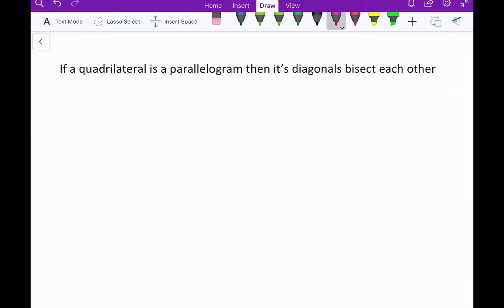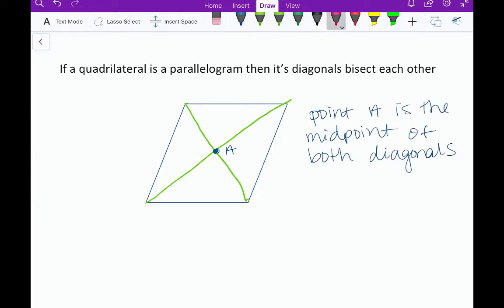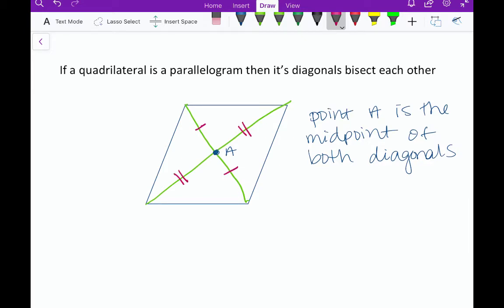If a quadrilateral is a parallelogram, then its diagonals bisect each other. So remember, the diagonal connects the non-consecutive vertices. So that is one diagonal, and this would be the other diagonal. And it says the diagonals bisect each other. So what that means is that this is the midpoint of both diagonals. So point A is the midpoint of both diagonals, which means I could indicate that this is congruent to that, and this is congruent to that.